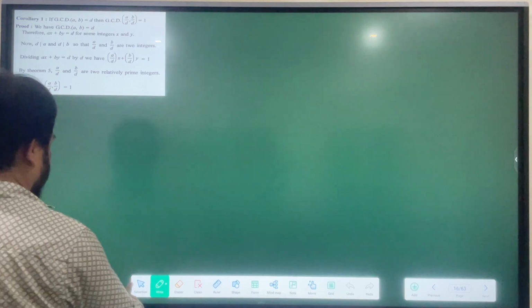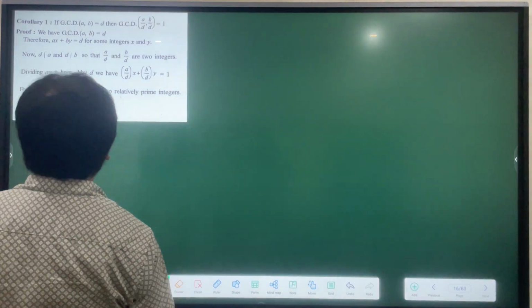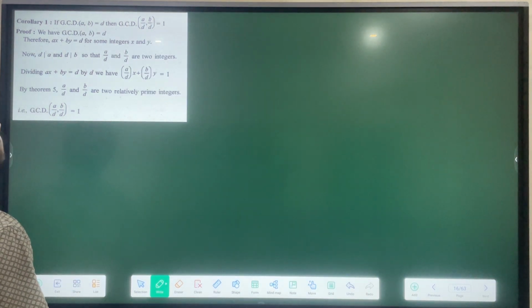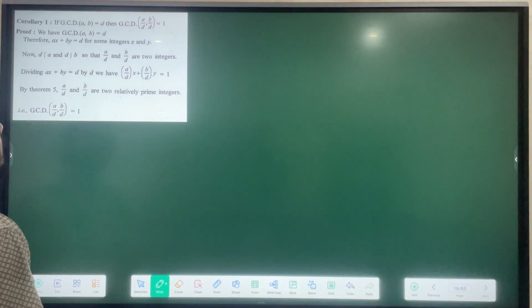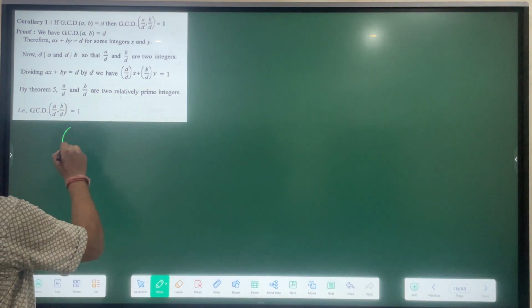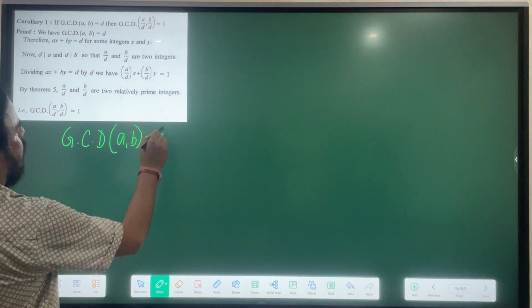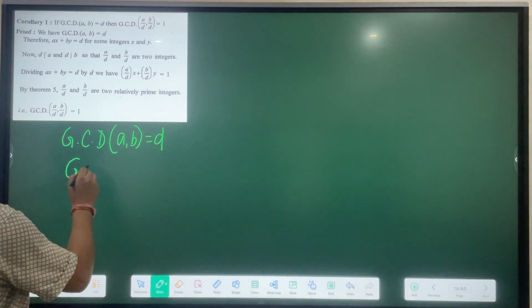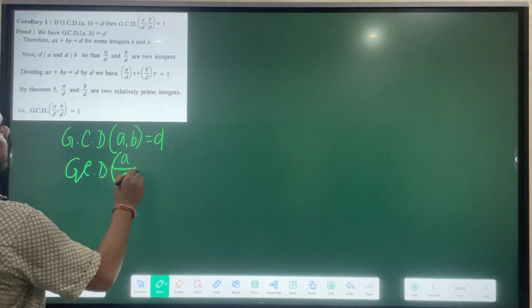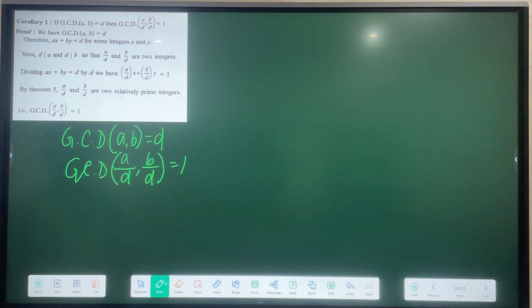Corollary number 1. If GCD of A, B equals D, then GCD of A by D, B by D equals 1. We have to prove that.